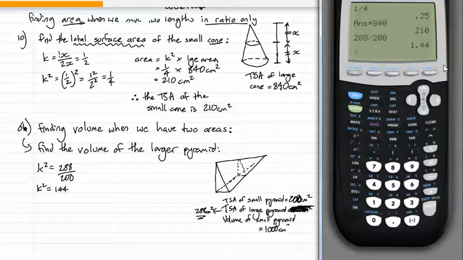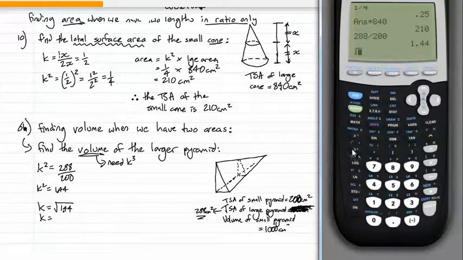Now, that was k squared. I need to find volume, which means I need k cubed. But I can't go straight from k squared to k cubed. I've got to go back to k by doing the square root of k squared. And the square root of 1.44, don't actually need a calculator, but let's just use it in case we're feeling nervous, is 1.2. Now that's got me back to k.